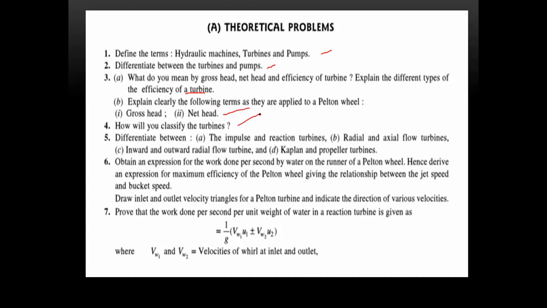How do you classify the turbines? Then differentiate between the impulse turbine and reaction turbine. మీకు డిఫరెన్షియేషన్ కూడా నోట్స్ చెప్పాను, మీరు ఆల్రెడీ రాసుకున్నారు. Differences between impulse turbine and reaction turbine, differences between radial turbine and axial flow turbine. Inward and outward అంటే ఏంటి? Kaplan and propeller turbines.